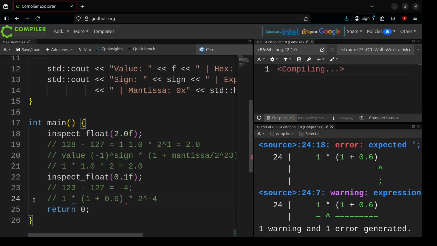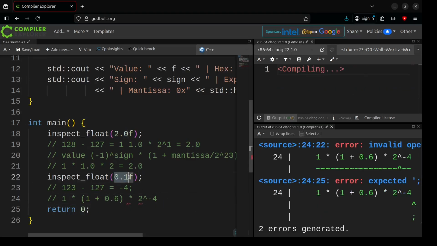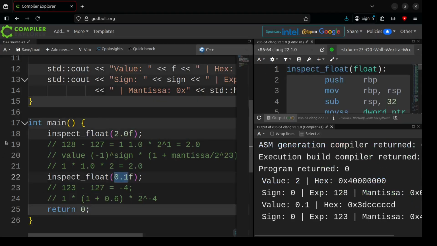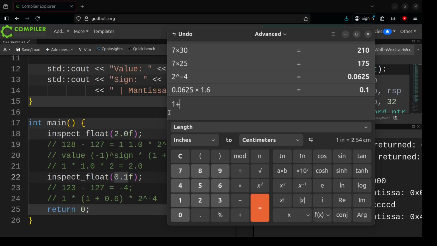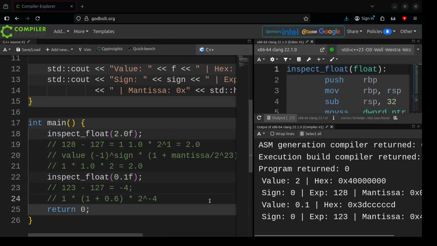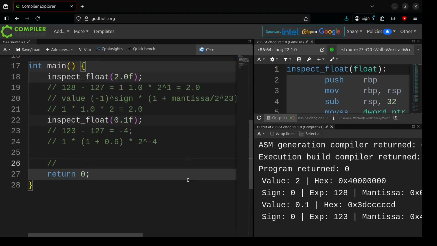So this would be basically the representation of 0.1, and we can even calculate that. 1 plus 0.6 multiplied by 2 to the power of -4, 0.1. We also have subnormal numbers. That's when the exponent is 0 but Mantissa is not 0. The hidden bit becomes 0, not 1, and the formula becomes something like this.